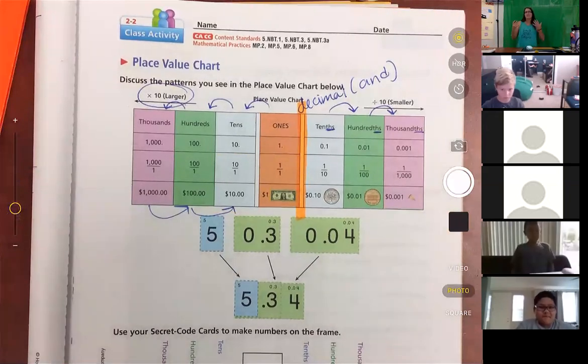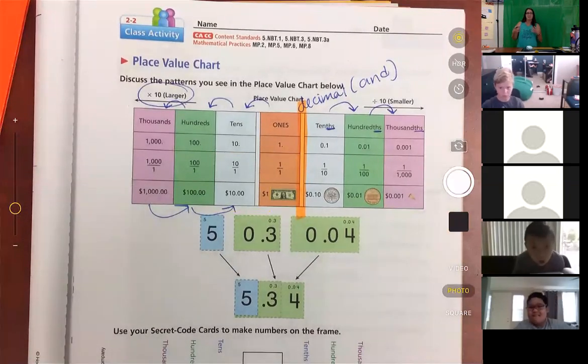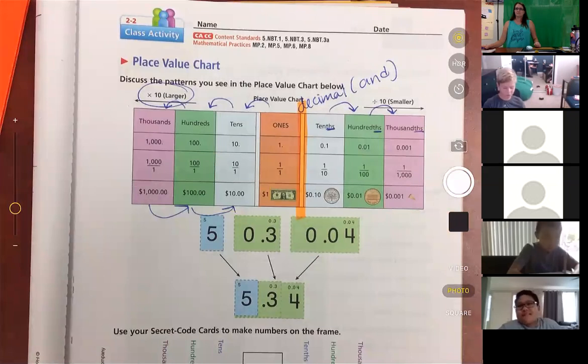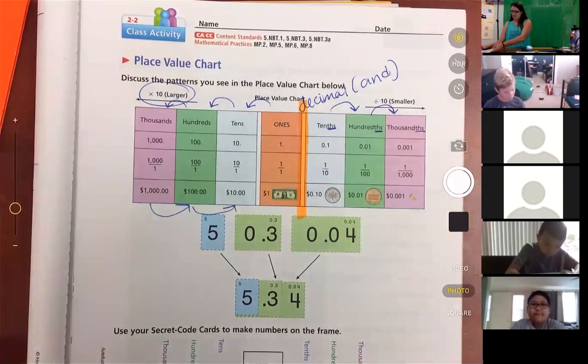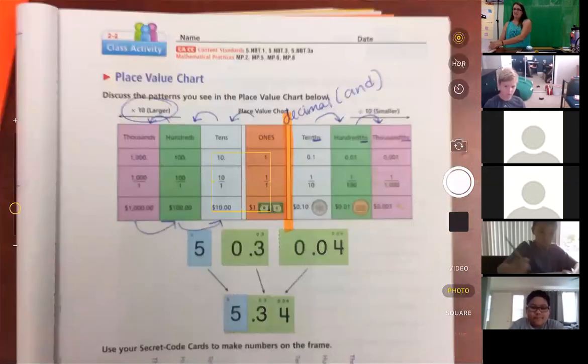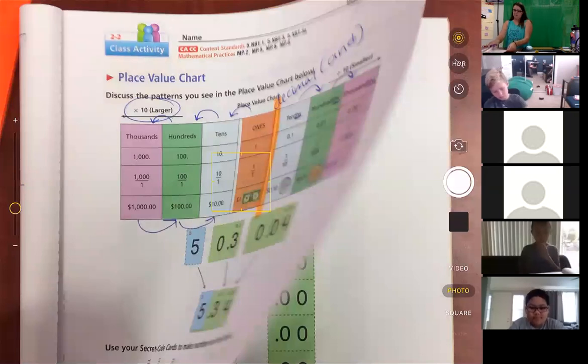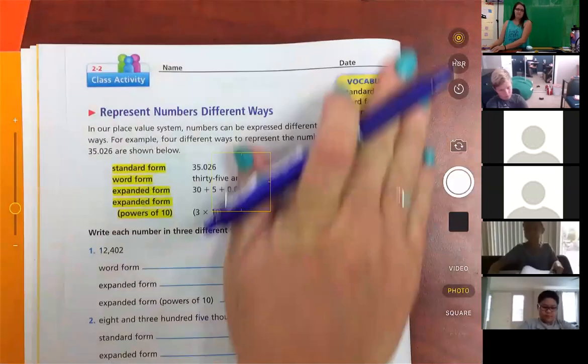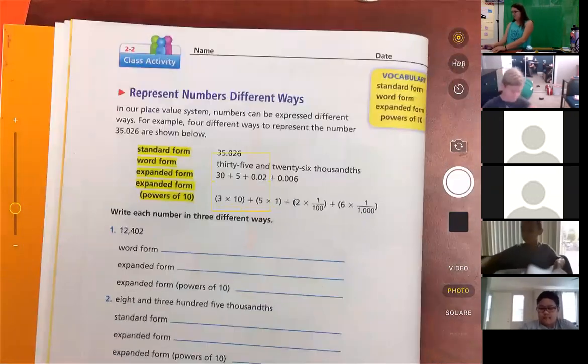Okay? Does this place value chart kind of make sense? Do we kind of understand how that works? Yeah. Okay. Any questions? So let's take a look at the back side of this because that's where the actual work is going to come into play. And they're going to review with us these different forms of our numbers.